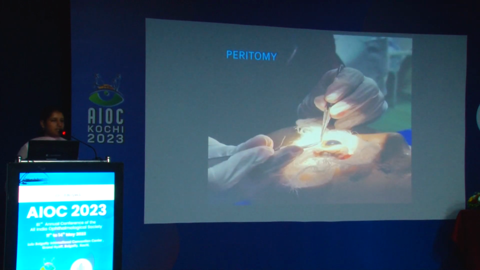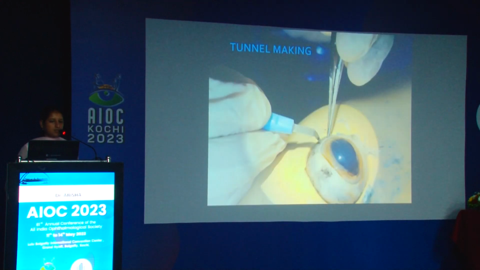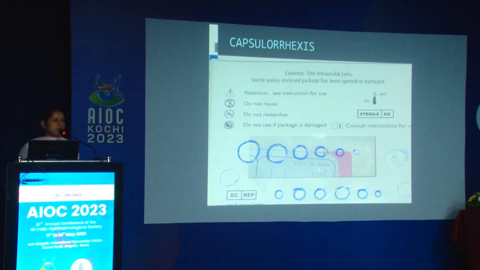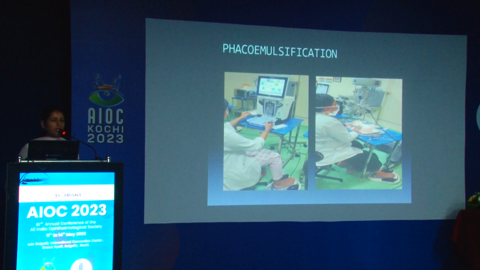These are a few images of what we usually do in our wet lab with a goat's eye: peritomy, tunnel making using a crescent, capsular rhexis. For capsular rhexis in our institute, we usually use a discarded IOL, an opened or damaged IOL package. Like this, we make rounds and we can practice rhexis.